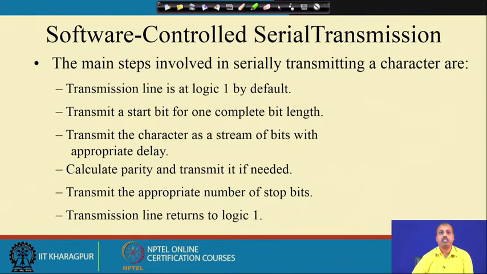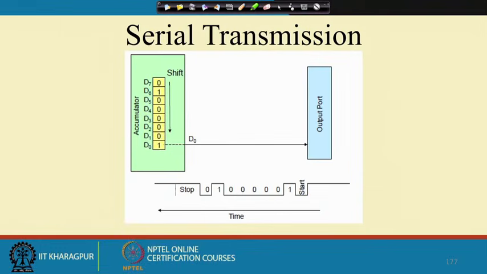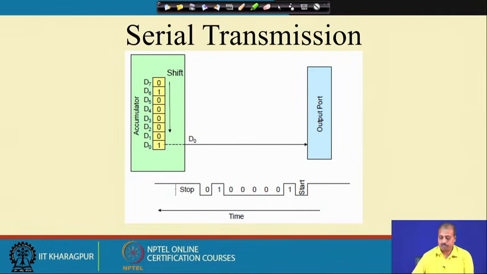That will be responsible for doing the serial transmission. Suppose I have a microprocessor where bit D0 is having the bit pattern, and that is from D0. It is connected to the output port and that is going to the serial output.